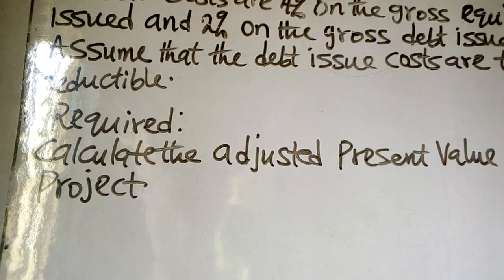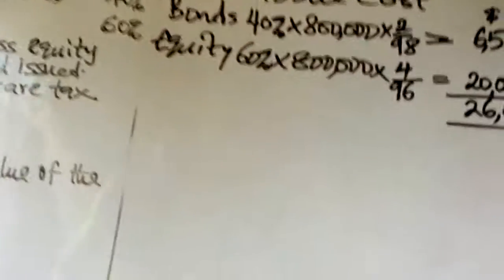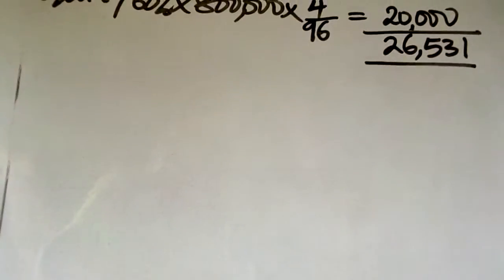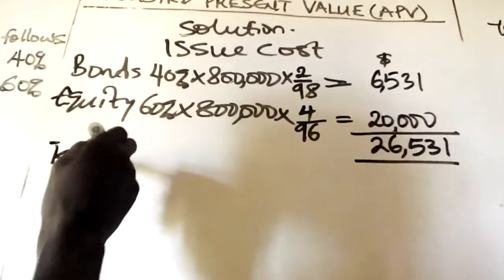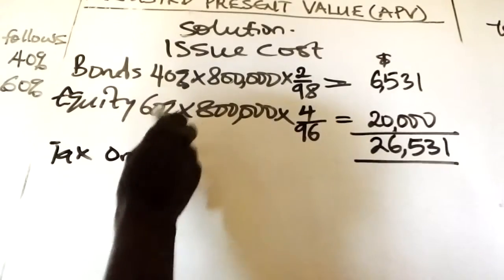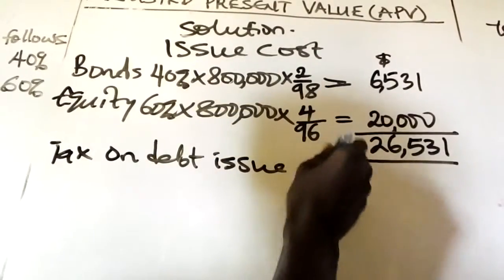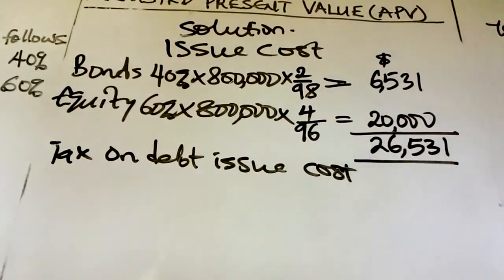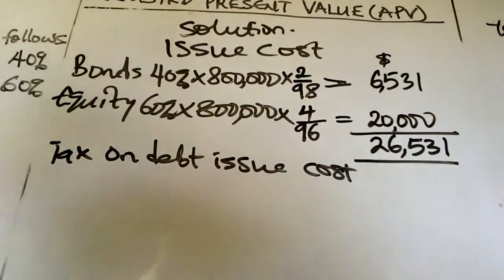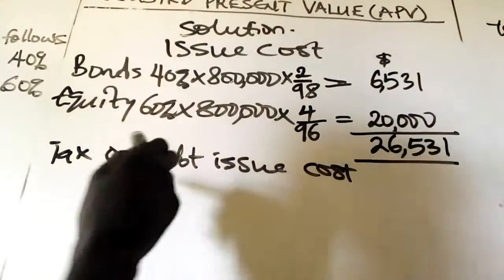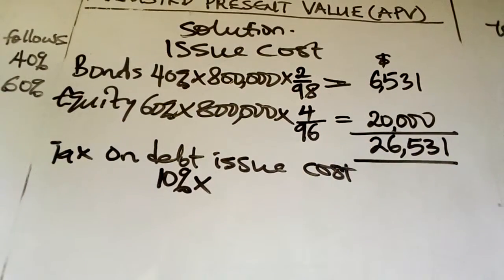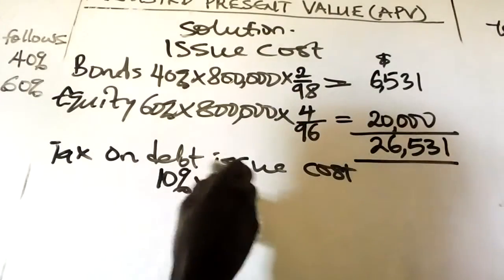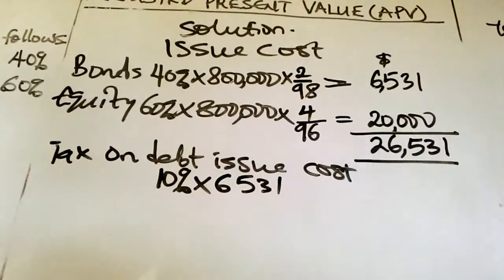So if debt issue cost is tax deductible, you calculate the tax on debt issue cost. Now, how much will be the tax that will be deducted? Note, no interest rate is given in this question. So if the interest rate is not given, then we assume debt is risk-free, so you apply the risk-free rate, which is 10%. And the debt issue cost is 6,531.